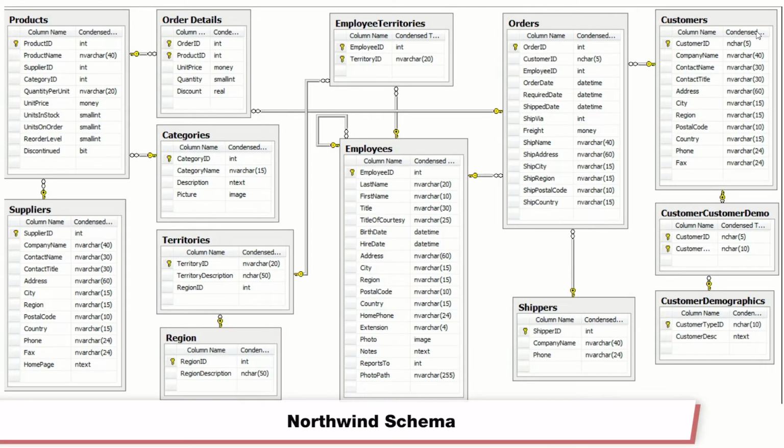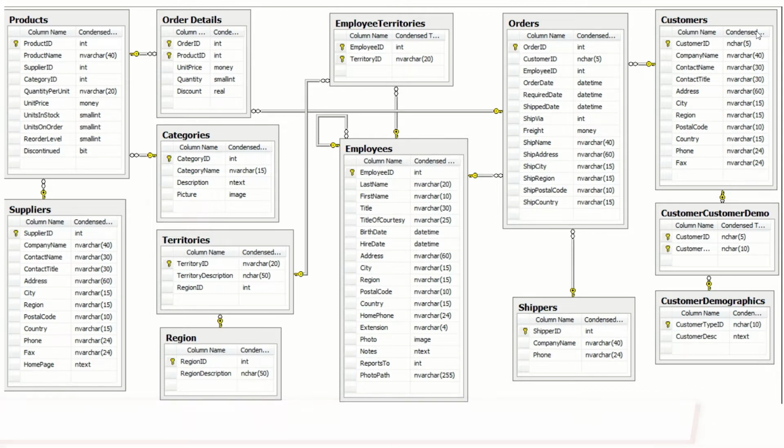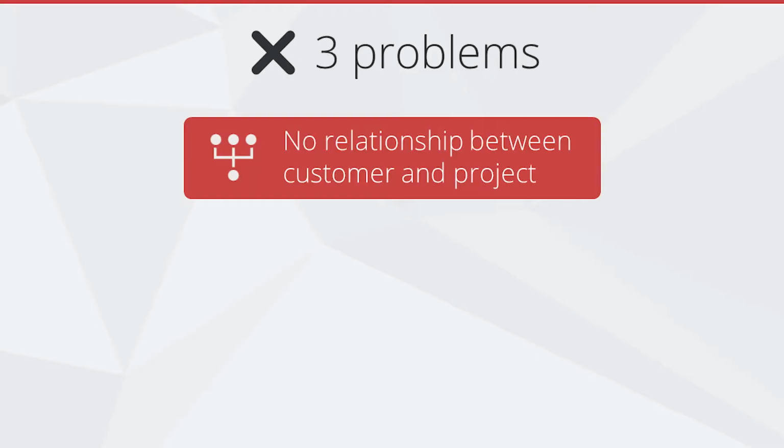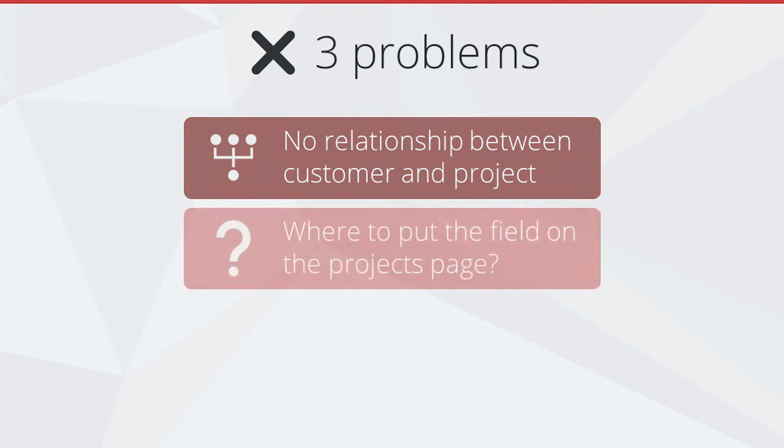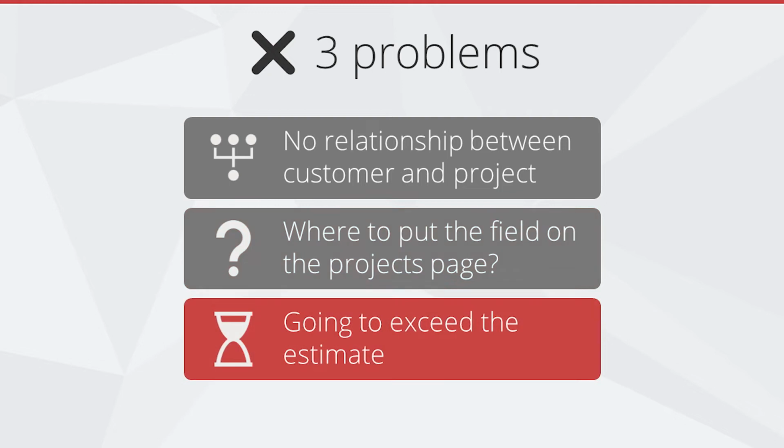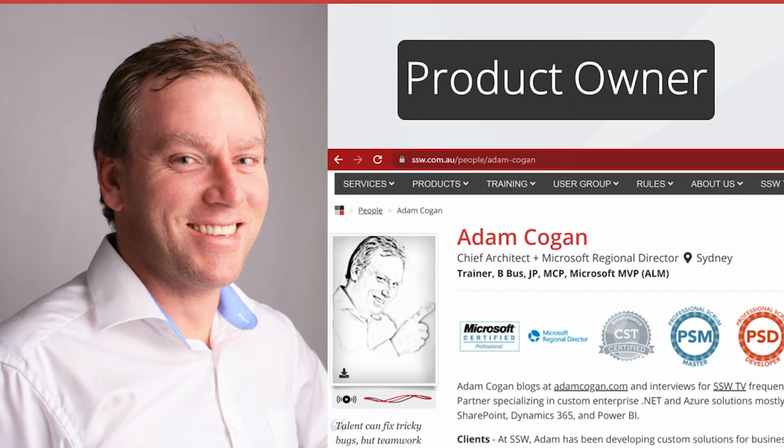You're working on the Northern Traders app and you've been asked to add the customer name field to the project's page. Now you've got three problems here. Firstly, there's a technical problem because there's no relationship between the customer name and the project's table. Secondly, there's a design issue. You're not sure where to put the customer name field onto the project's page. And thirdly, there's a problem with the effort because you're going to exceed the estimate and you need to let the product owner know. So let's have a look at a bad example where you're talking to the product owner.